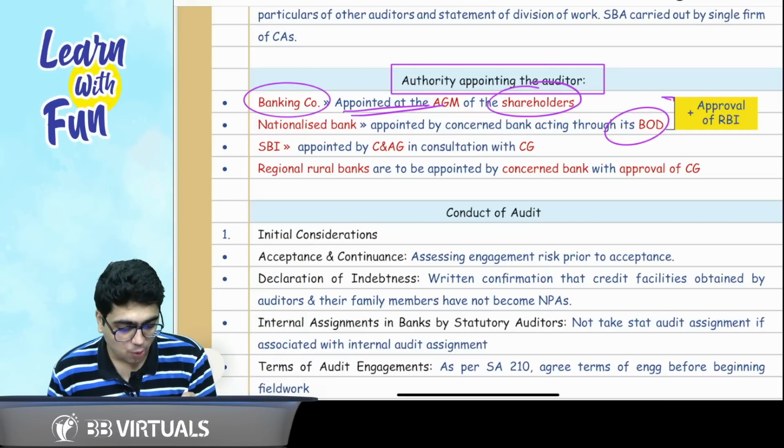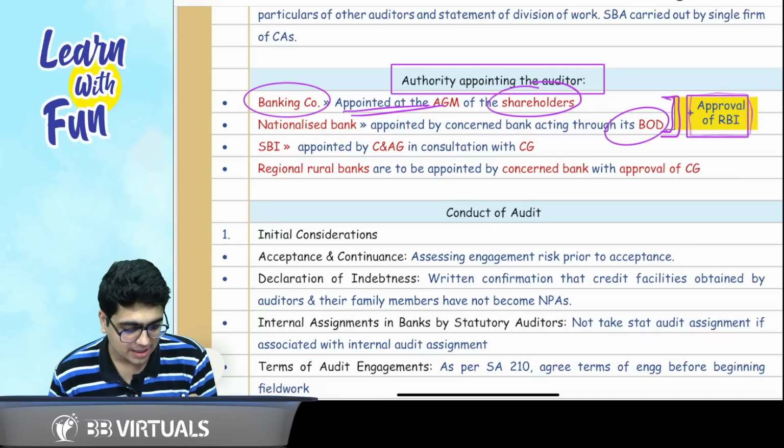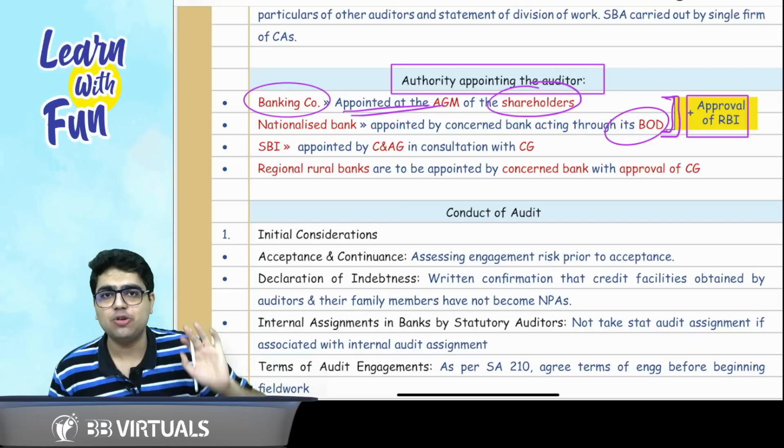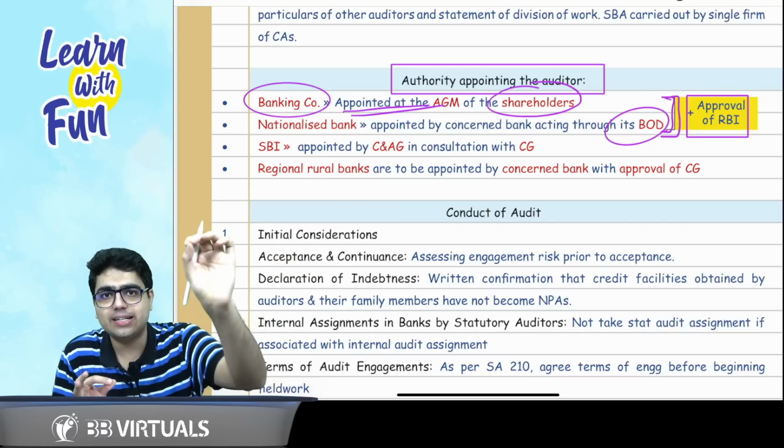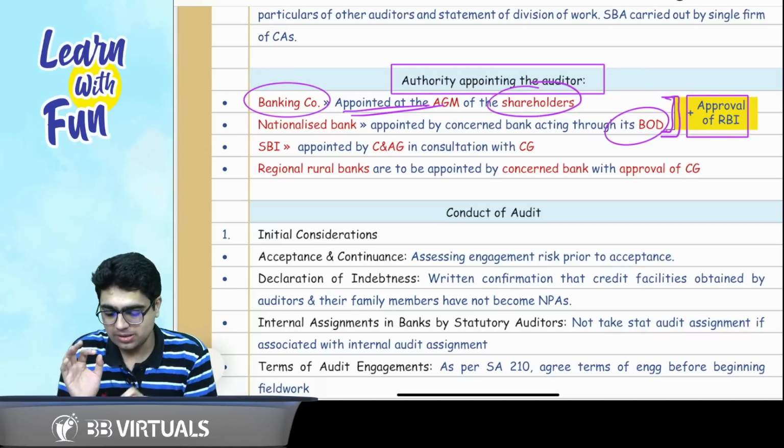Plus, in both these cases, approval of RBI is required. I am sure the book that you have may not be structured like this, but the same thing is written there. Okay, now comes SBI.